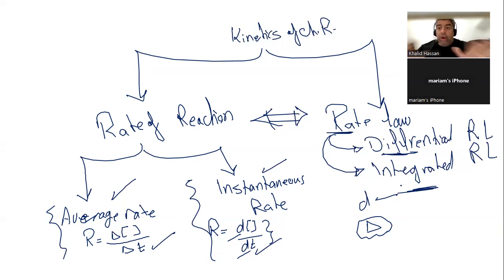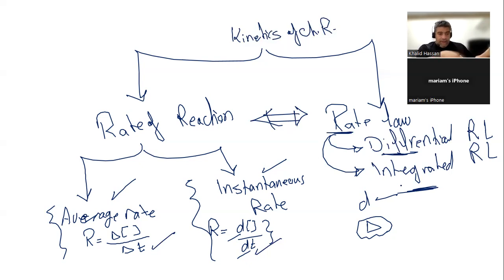I don't want to go in deep, but you have to know two parts: kinetics of chemical reaction, measuring the rate, average rate, rate law. How do you measure that? By this one or this one? So let's go for the rate of reaction. It will give you the average or the instantaneous.